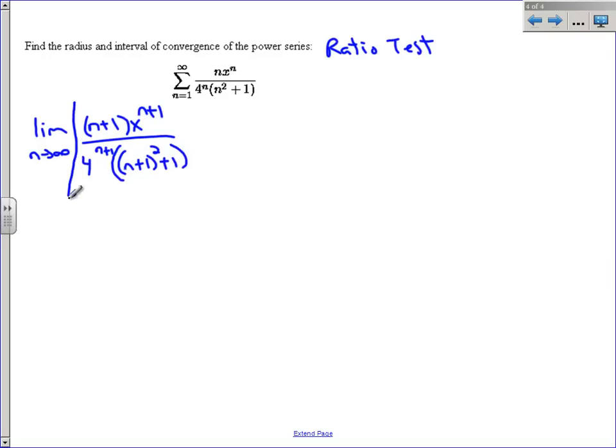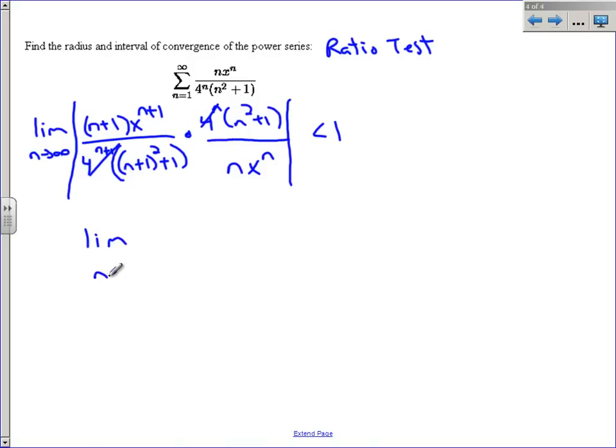Okay, don't forget your absolute values, Mr. G. All right, times, and then I'll go ahead and multiply by the reciprocal. And then let's see, this has to be less than 1. So let's clean this up. Let's first of all deal with our exponentials here. 4 to the n plus 1 and 4 to the n. That just leaves me a 4 in the bottom. What about your x's? We've got just an x on top because there's one more factor of x on top.